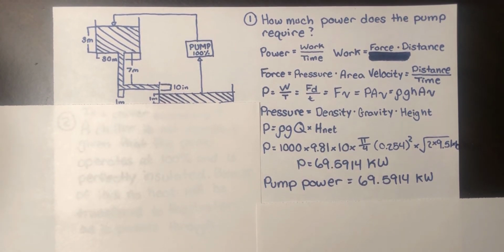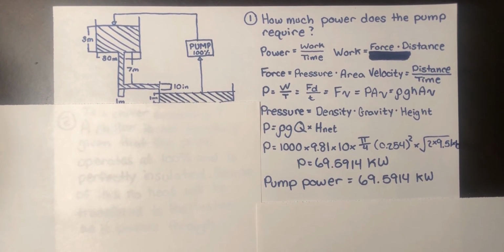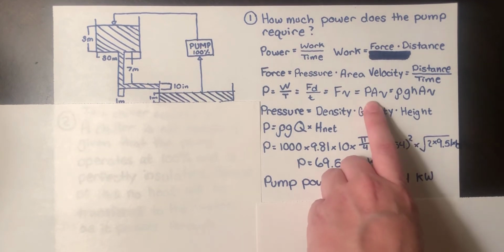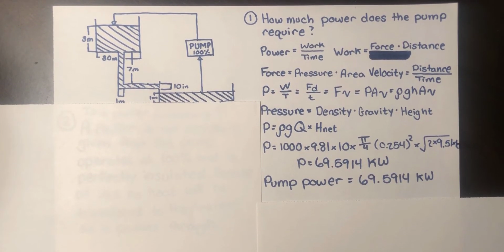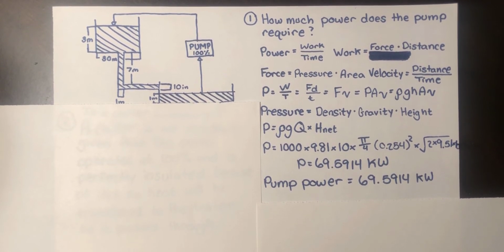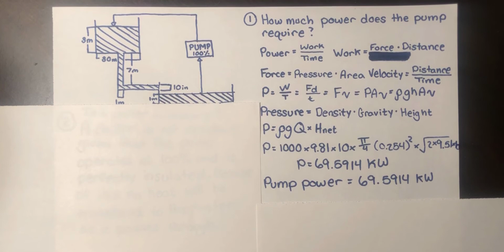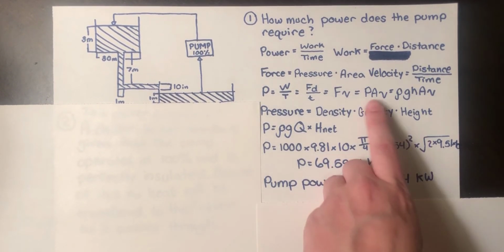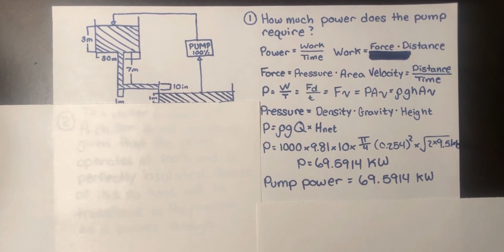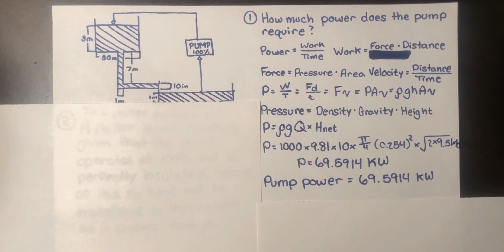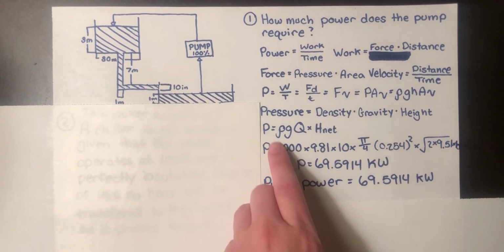We also know that force is equal to pressure multiplied by area, so we can substitute pressure and area in for our force. We know that pressure is equal to density multiplied by gravity multiplied by height, so we can substitute rho g h for pressure and come up with this new equation. We know that height, area, and velocity is equal to head multiplied by H net, so we can come up with our final equation here.